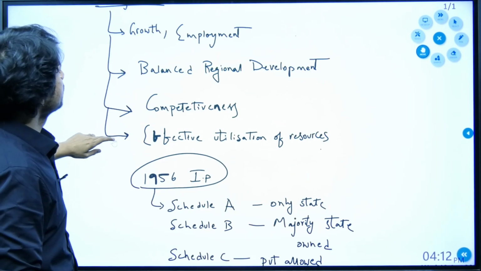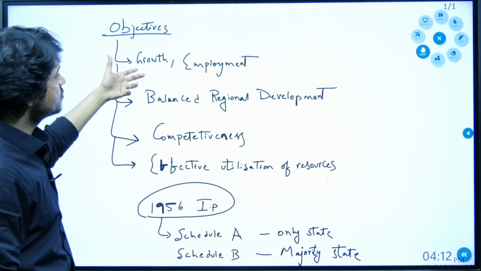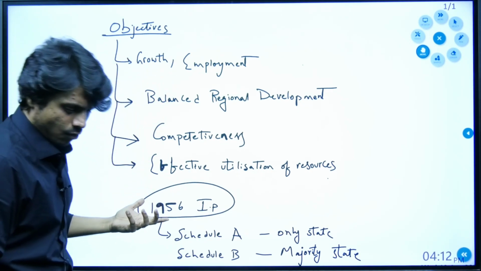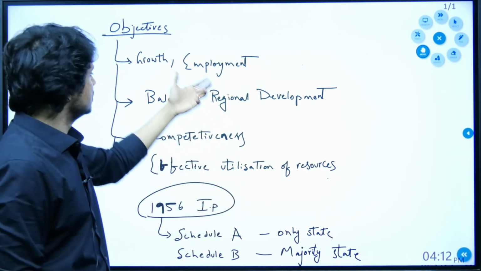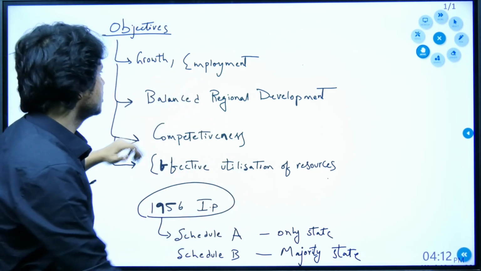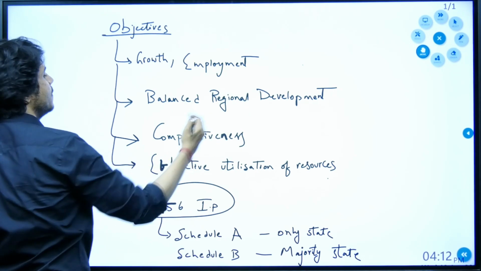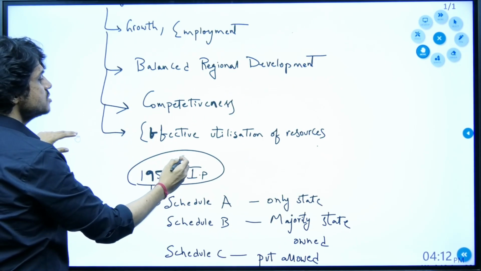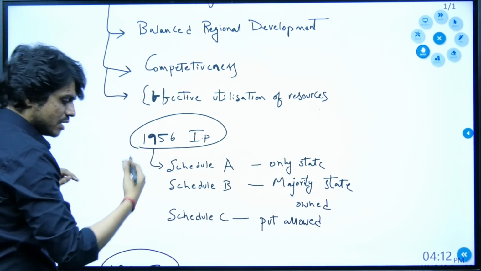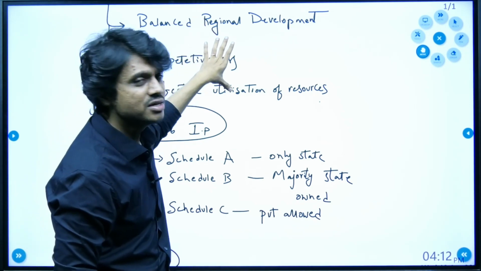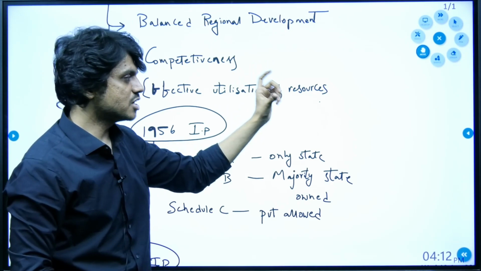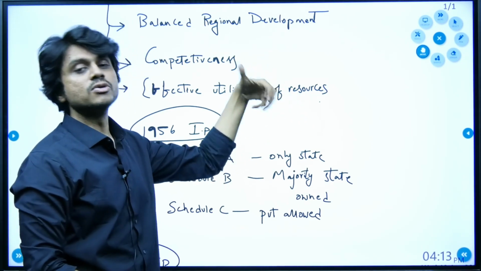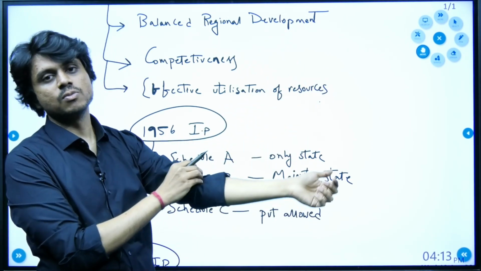Before going to that, the objectives of the industrial policy. Again the same thing: whatever we do is for development purposes, right? So industrial policies are generally meant for growth, employment, balanced regional development, competitiveness, and effective utilization of resources. These are the points. Try to memorize them and keep them as short notes. These can be utilized anywhere, the objectives of the industrial policy.